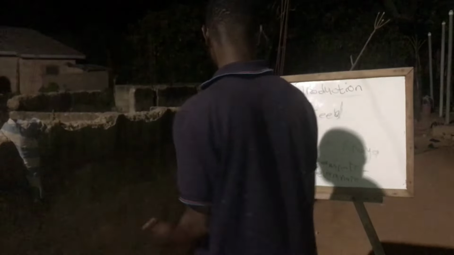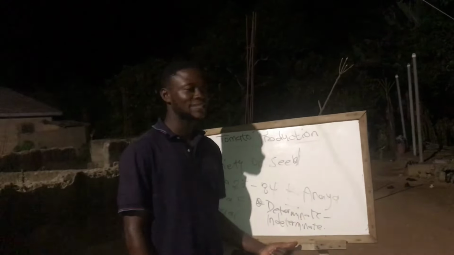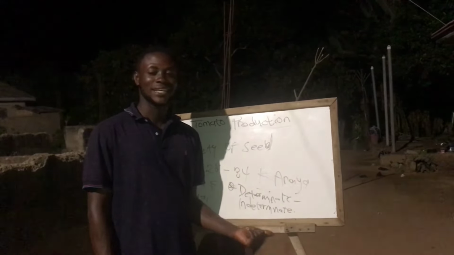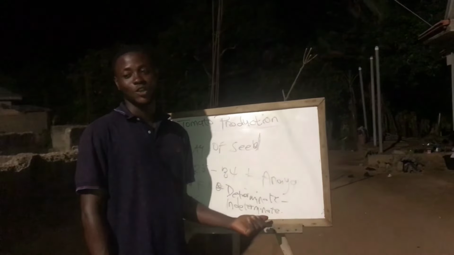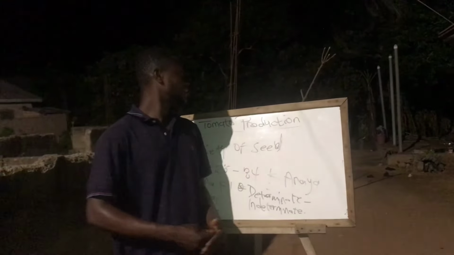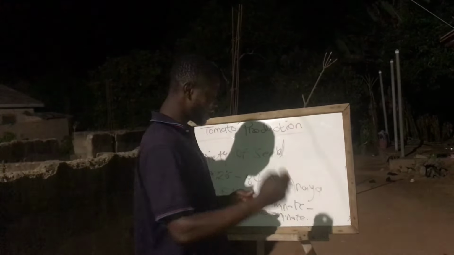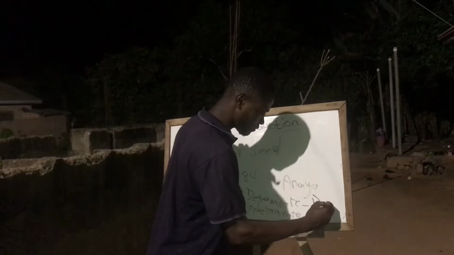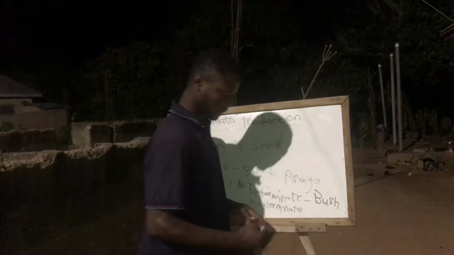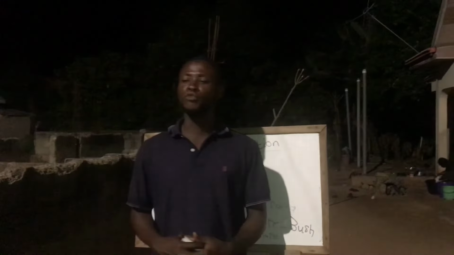With a determinate, as you said, you can grow it open field. With an indeterminate, we normally grow it under a tunnel, either greenhouse, shade net, and so on. So normally we say determinate varieties are the bush type. The determinate varieties are the what? The bush type.